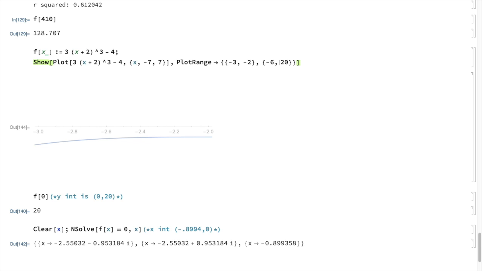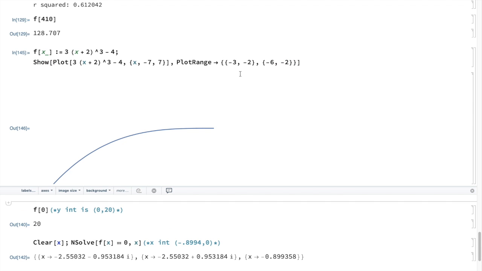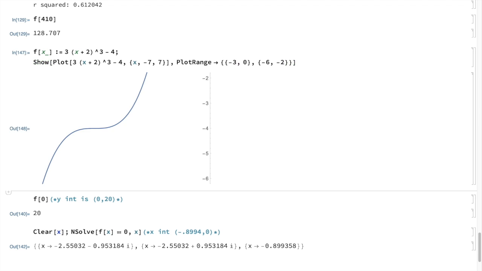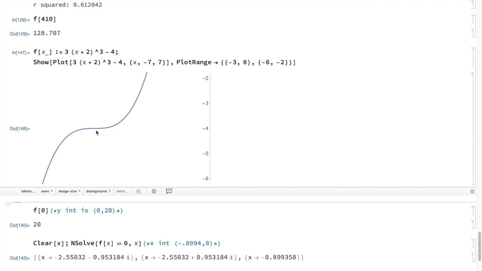We've got to do like negative 6 to negative 2, I guess. Ugh, that's ugly. How about we go to 0 here? All right, so now we've zoomed in a little bit, and it looks like there's a little bit of a thing going on here. There might be a little bit of a stretch factor. It's kind of hard to say. You know what I mean?